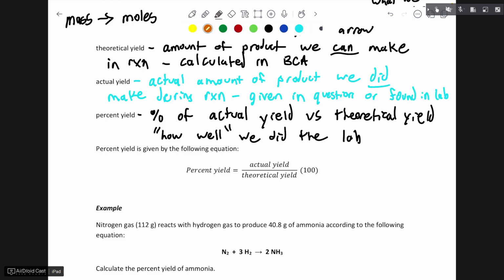So we've got these two different types of yields. I'm going to do a little color coding here. So theoretical yield and then our actual yield. And if I want to find the percent, I'll take the actual yield divided by the theoretical. If I just do that calculation, it comes out as a decimal. So to turn it into a percent, we multiply by 100.